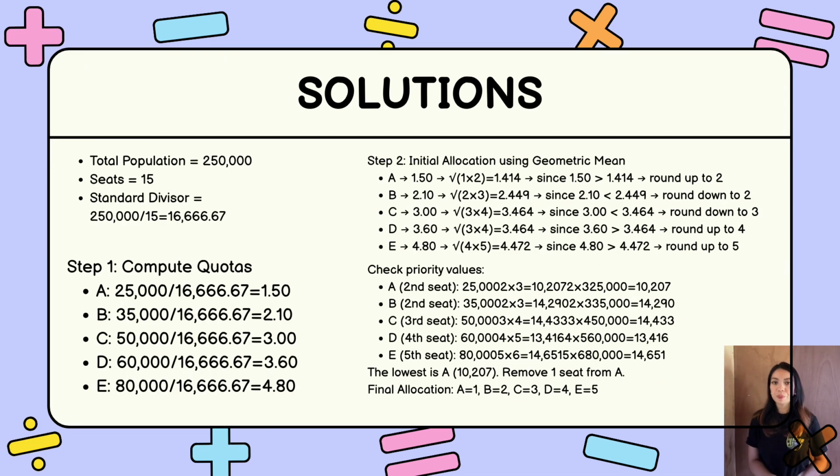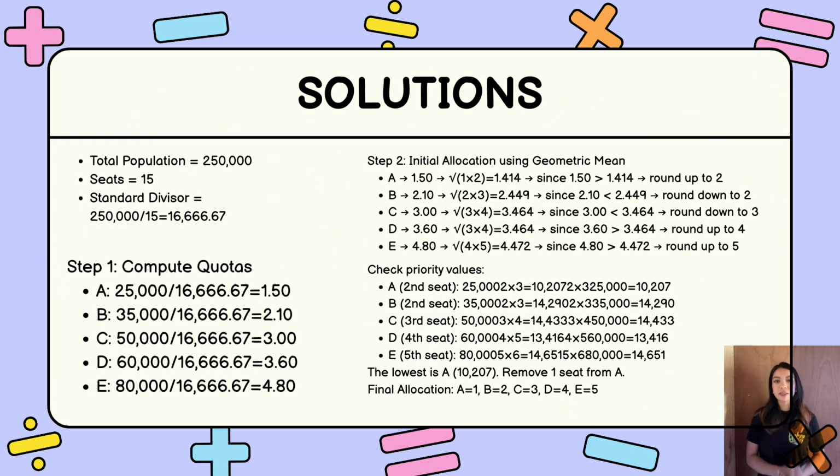Sample 2. Apportioning 15 seats among 5 regions. The populations of the regions are Region A, 25,000, Region B, 35,000, Region C, 50,000, Region D, 60,000, and Region E is 80,000. And here's the formula, priority value equals P divided by the square root of S times the quantity S plus 1.